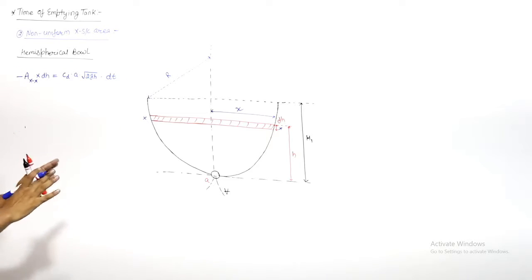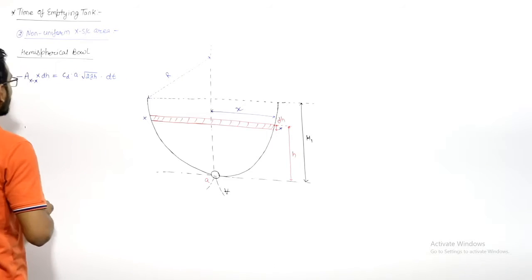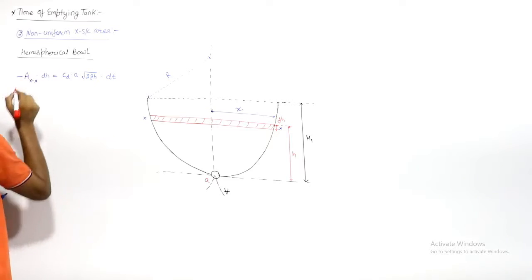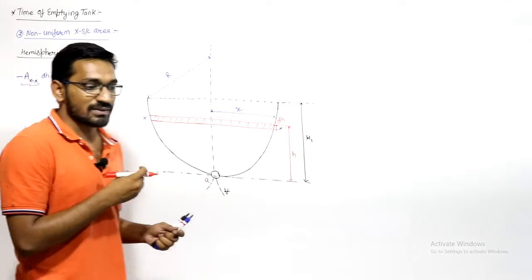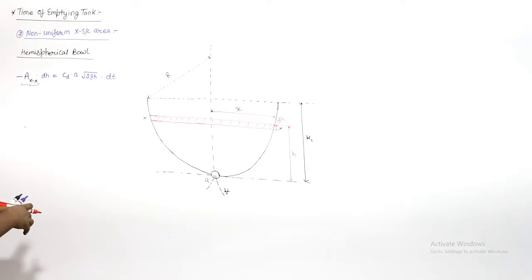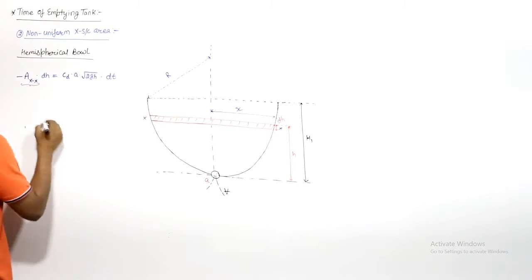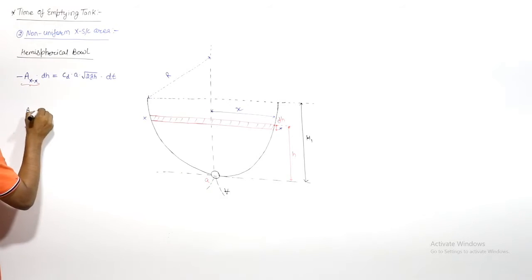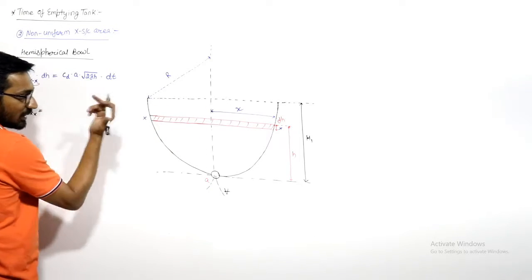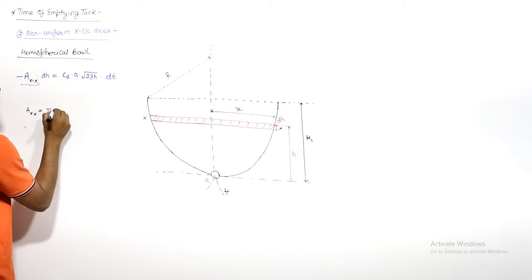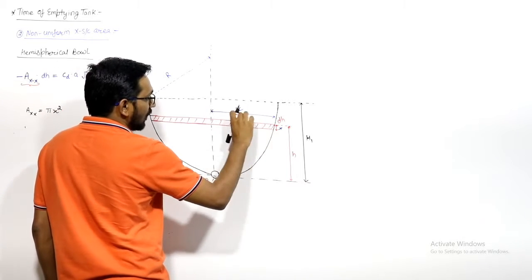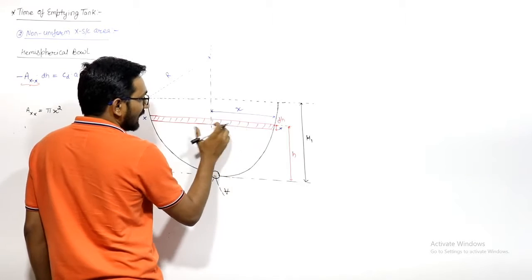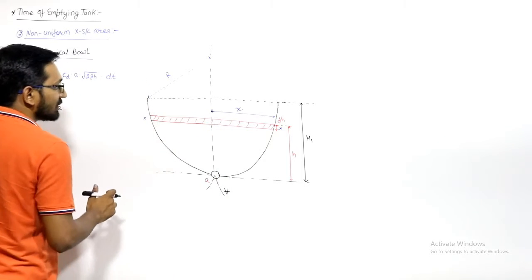It is the same equation we know, but now this Axx is not constant, so we have to find the value of Axx. This is a circular section, so the area will be equal to pi x square, where x is the radius of this very small thin section. Now what is the value of x?